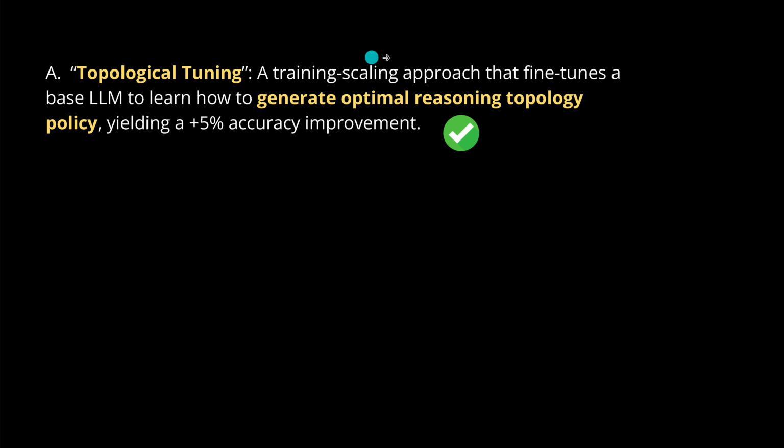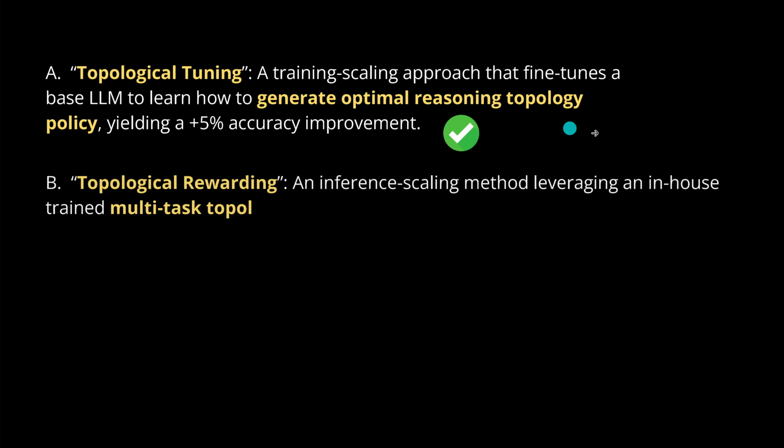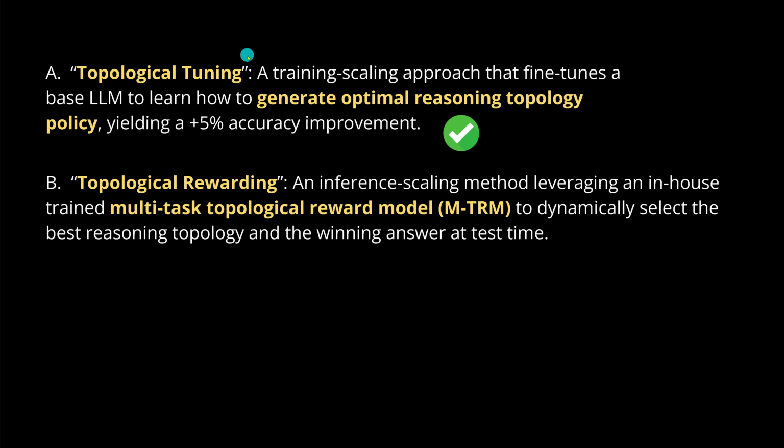This is not a test time scaling, but a training scaling approach that fine-tunes a base LLM to learn how to generate an optimal reasoning topology policy. Because, you know, the policy LLM defines the action that it will take. And here is the result by Carnegie Mellon University. This leads to a 5% accuracy improvement over non-topological tuned models.